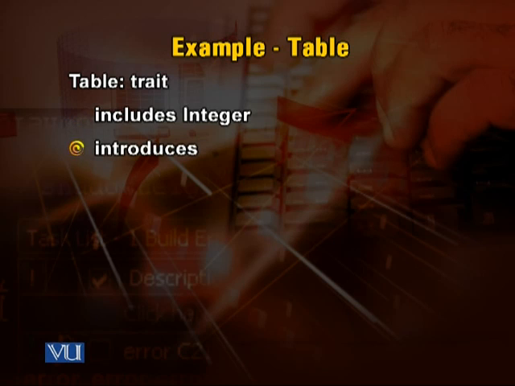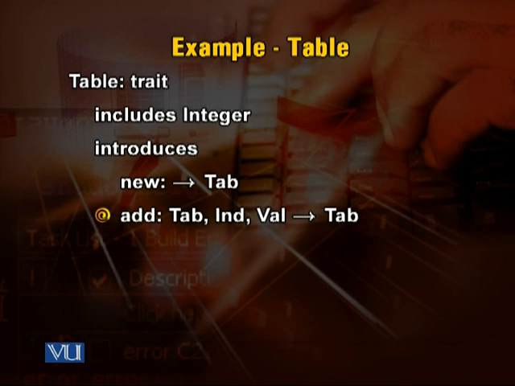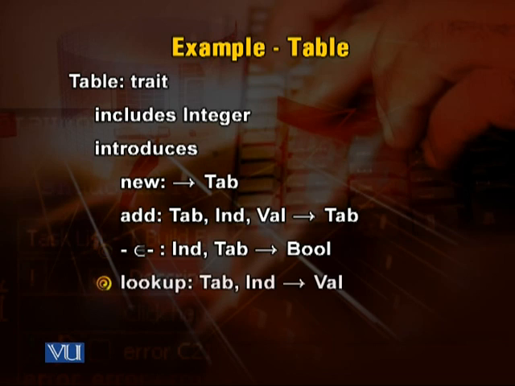Introduces. So now we have our signature part. New, which gives us a table. Add, which takes a table and an index and a value and puts that value at that index and gives us the modified table back. This membership function, it takes an index and the table and tells us whether it is present there or not. Lookup takes the table and the index and returns the value at that index. Size takes the table and gives us the size as an integer value of the table.